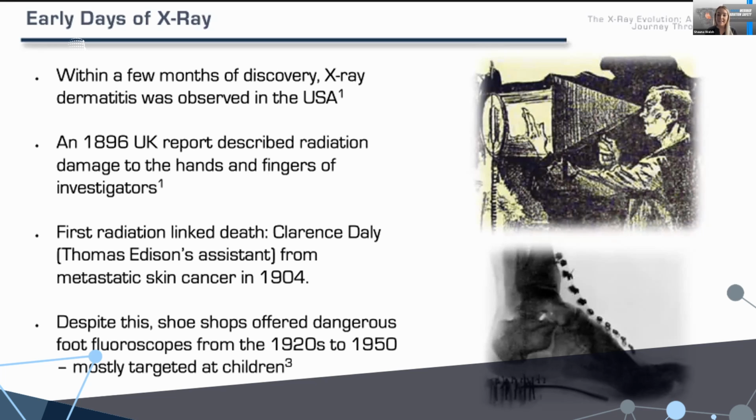Unfortunately for Daly, after a few months, he required bilateral amputation. He had really horrendous burns on his arms, and it was estimated that his absorbed dose was over 30 gray for amputation to be required. By 1904, his 39-year-old body was ravaged by metastatic skin cancer, and Daly died after 8 years of experimenting with radiation. His tragic death eventually led to a greater understanding of radiology.